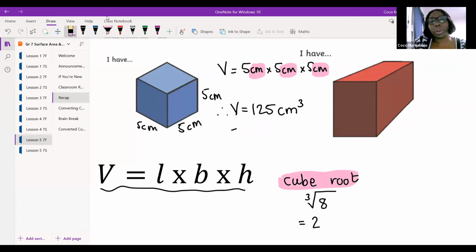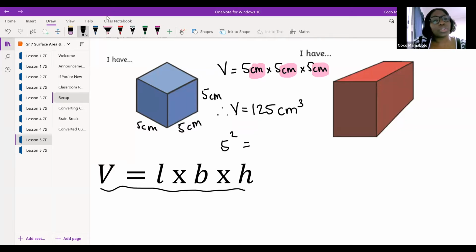Same with a square. If I asked you guys what 5 squared is, 5 squared is the same as 5 multiplied by itself. So Tobani, do you want to unmute for me and tell me what is 5 squared going to be equal to? 25, ma'am. Excellent. Well done. Because it's 5 times 5, right? Give me 25. Don't go away, Tobani.